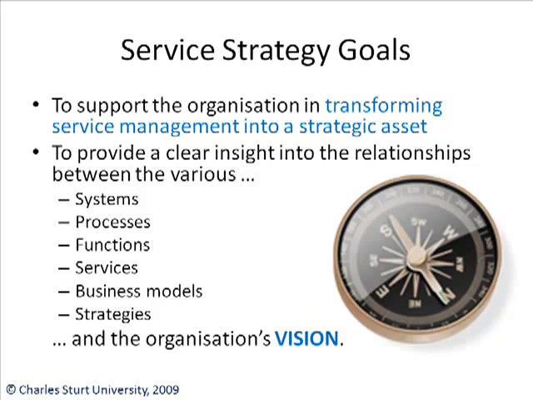Also, it says here service strategy should provide a clear insight into the relationships between the various systems, processes, functions, services, business models and strategies, and ultimately also the organization's vision. So do all the systems and all the processes and everything I do actually support the vision, the direction of the overall organization? That's really what strategy is all about. So it's about aligning IT with business needs.